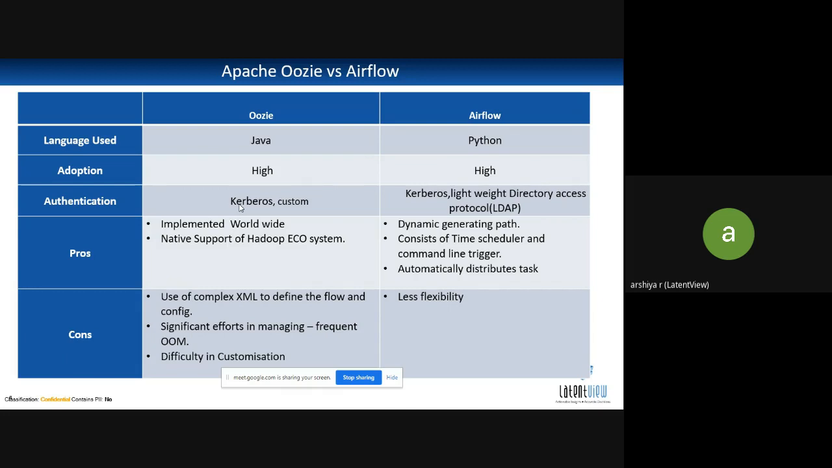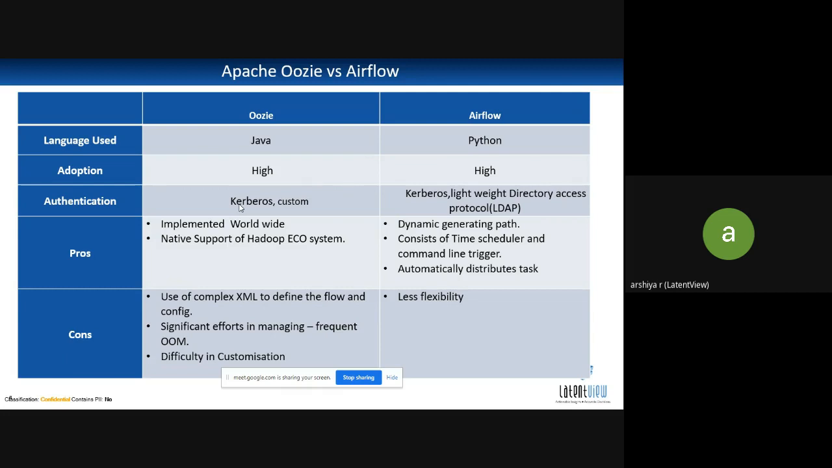Let's talk about a few pros of Oozie. Oozie is implemented worldwide. It's used in most of the companies, for example, Google, Yahoo, etc. And since Oozie is native to the Hadoop ecosystem, Pig jobs, Hive jobs, email actions, most of the things which we can do in Hadoop, Oozie supports. And again, it automatically schedules a task. It has a time scheduler. Suppose you want to run a job at a specific time, you can use Oozie for that.